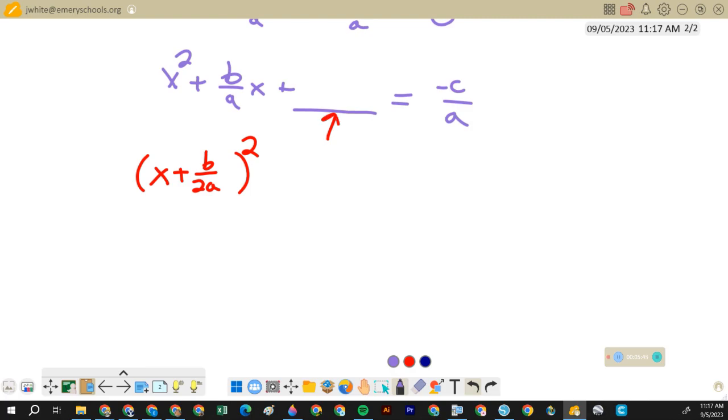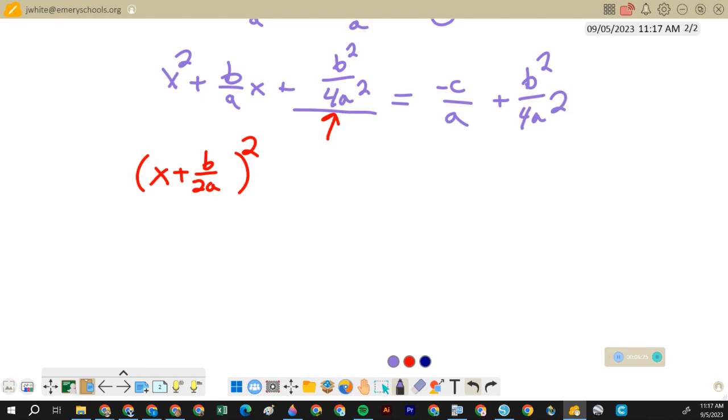So what's the number that completes the square? B squared over, not 2a squared, 4a squared. So this is plus b squared over 4a squared. Am I allowed to do that? Yes, as long as I add it to the other side. So plus b squared over 4a squared.